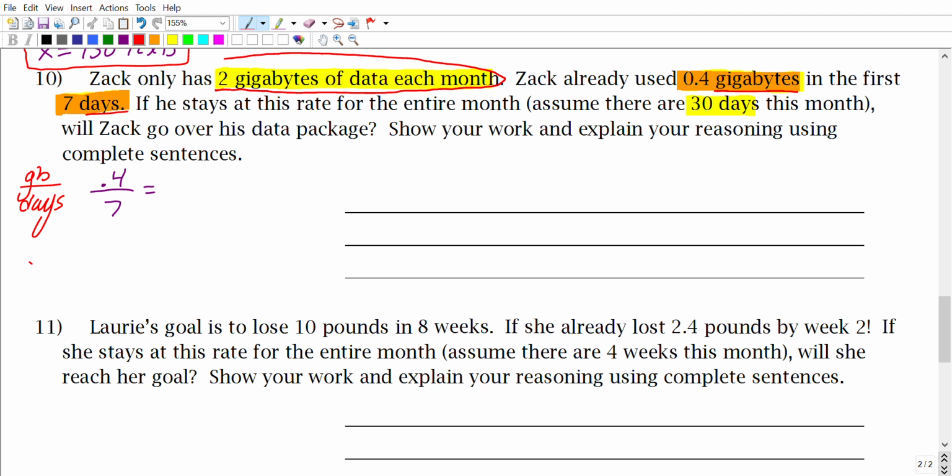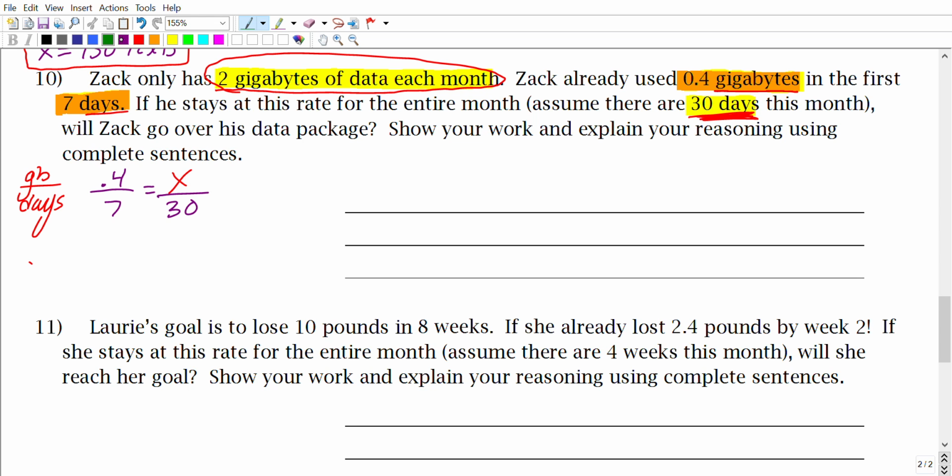And just like before, guys, we're trying to figure out if he will go over his 2 gig limit. That's a limit, guys. So we want to know in these 30 days, will he go over that 2 gig limit? So what I'm going to put down here is the 30 days because we're assuming there's 30 days in this month and we want to know if he'll use up more than his limit of 2 gigabytes. So here I'm going to write down my x. I want to know how many gigs I'm going to use in those 30 days.